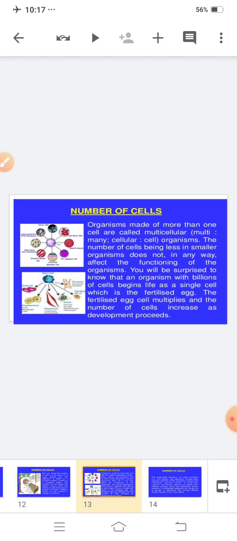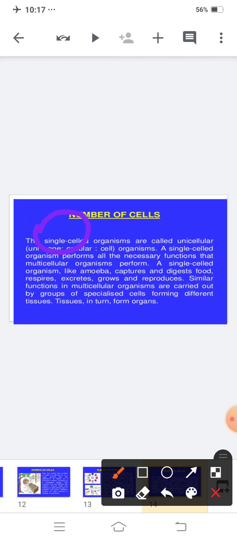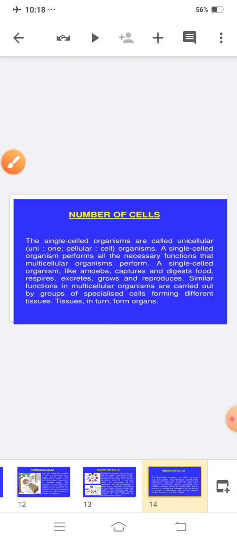After as year and year go, they start increasing. Is this clear to you? Now the single cell organisms are called unicellular. Uni means one, cellular means cell.